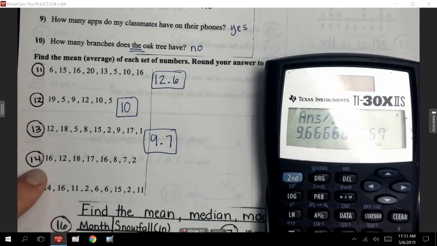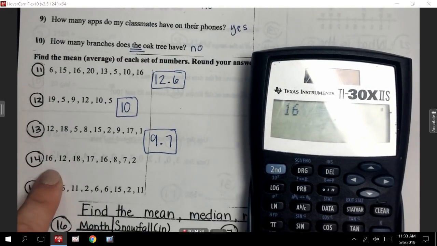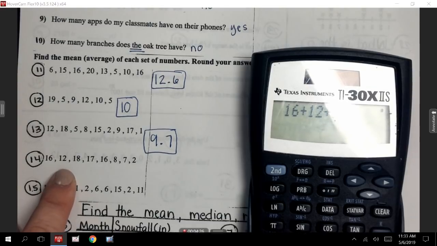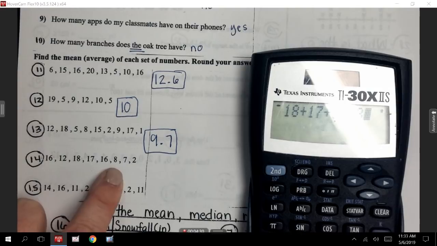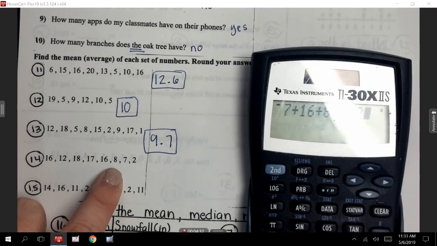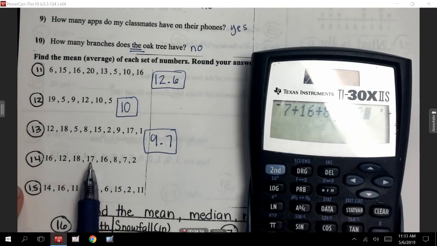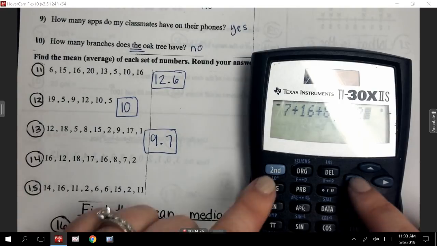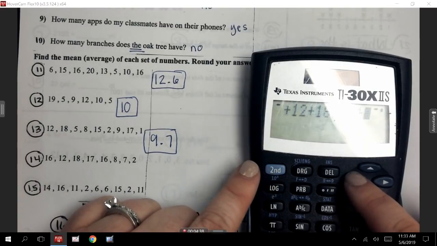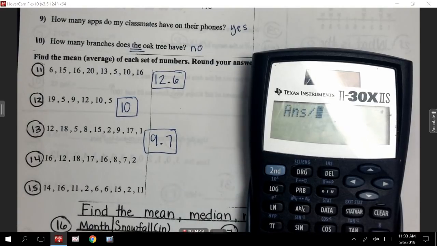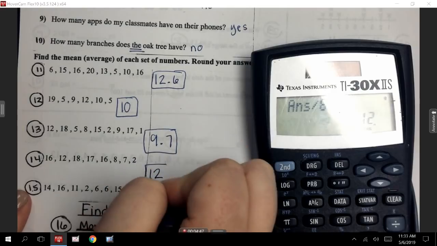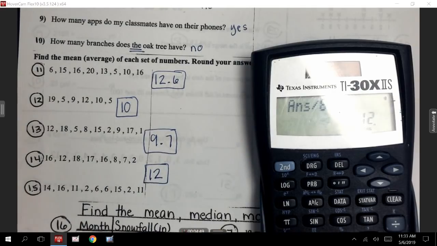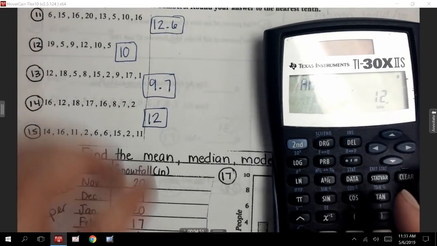All right, so now 16 plus 12 plus 18 plus 17 plus 16 plus 8 plus 7 plus 2. 1, 2, 3, 4, 5, 6, 7, 8. Enter, then divide by 8. I got 12. Hopefully this mean stuff is coming back to us. We're just adding and dividing.